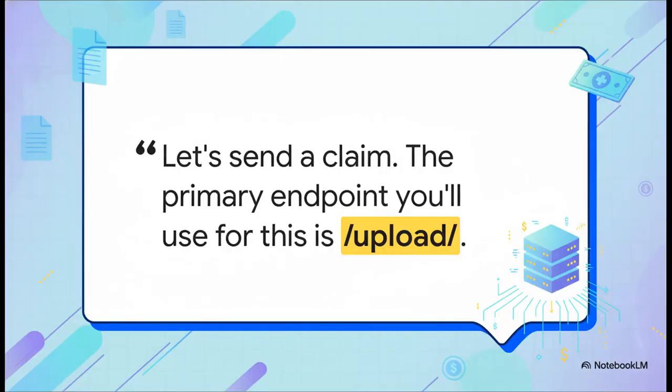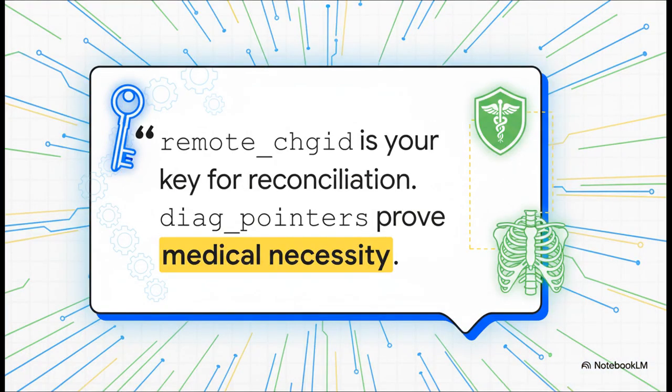So let's pretend we're going to send one right now. The main endpoint you're going to be hitting for this is /upload/. You're going to send it a POST request with all your claim data. Now, let's look at the actual JSON.